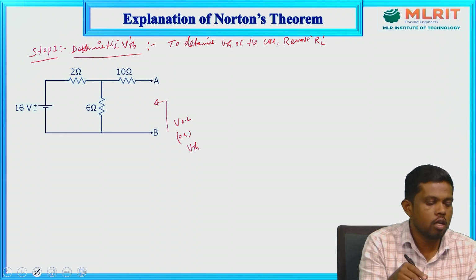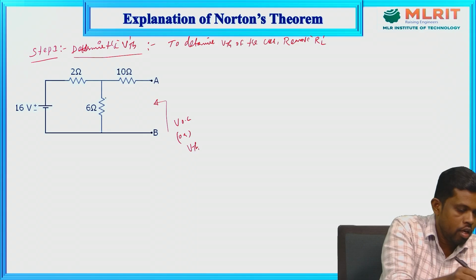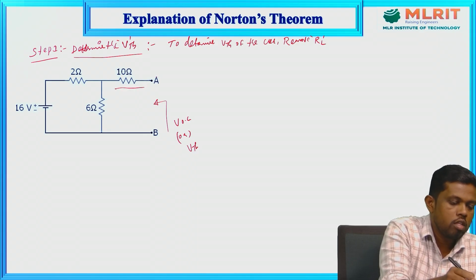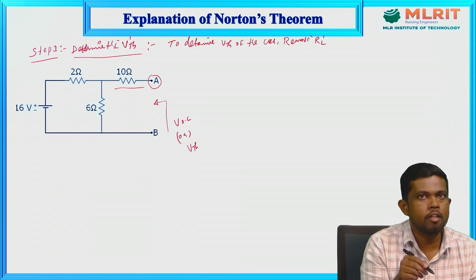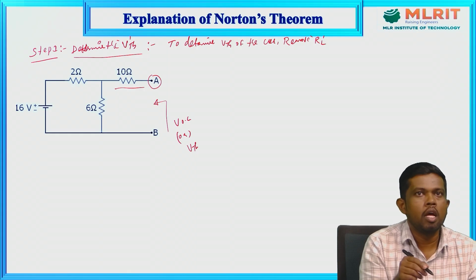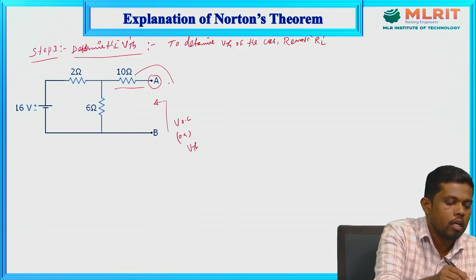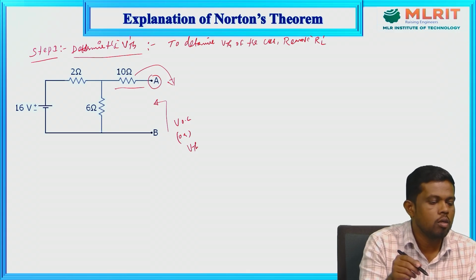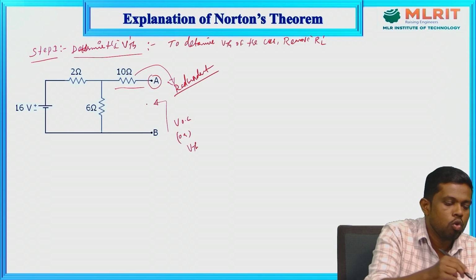So how can we get the VTH value? There are two procedures here. In the first procedure, observe the 10 ohm resistor. The 10 ohm resistor is connected to the open terminal A. Whatever element is connected to an open terminal loses its property. The 10 ohm resistor loses its property to oppose the flow of electrons. That's why the 10 ohm resistor is redundant, so we can remove or ignore that 10 ohm branch.